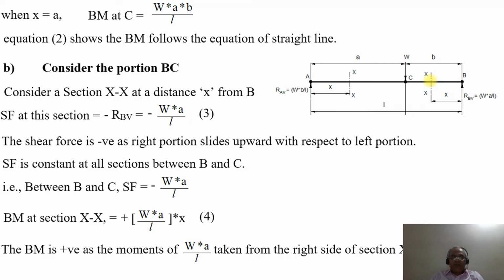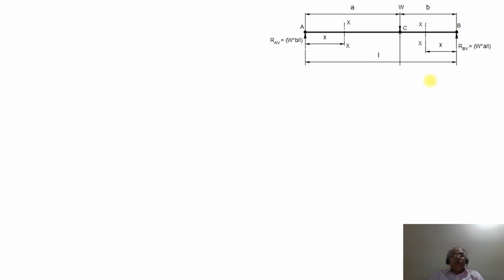As the power of X is 1, you are going to get a linear variation. The bending moment is positive as the moment of W into A by L taken from the right side of the section XX is counterclockwise. Again, it is a positive value. When you consider the value of X equal to 0, what happens? W into A by L into X, put X equal to 0, so you get 0 bending moment at the point B.